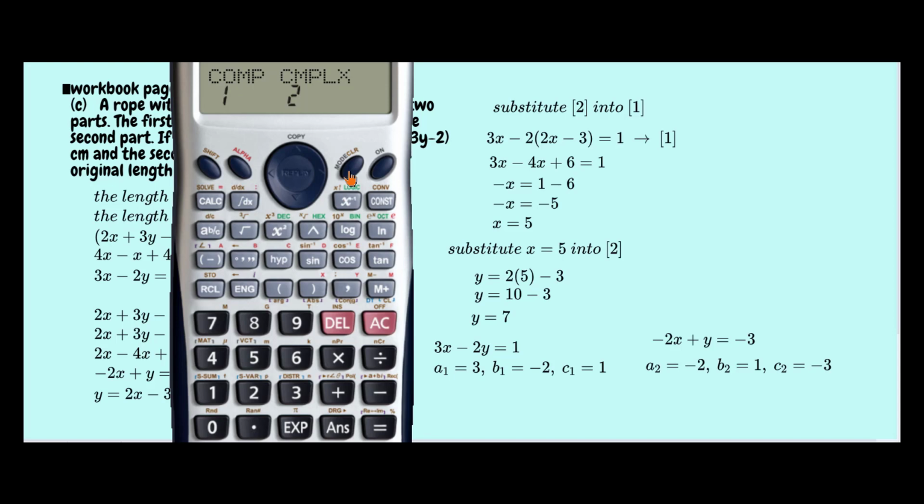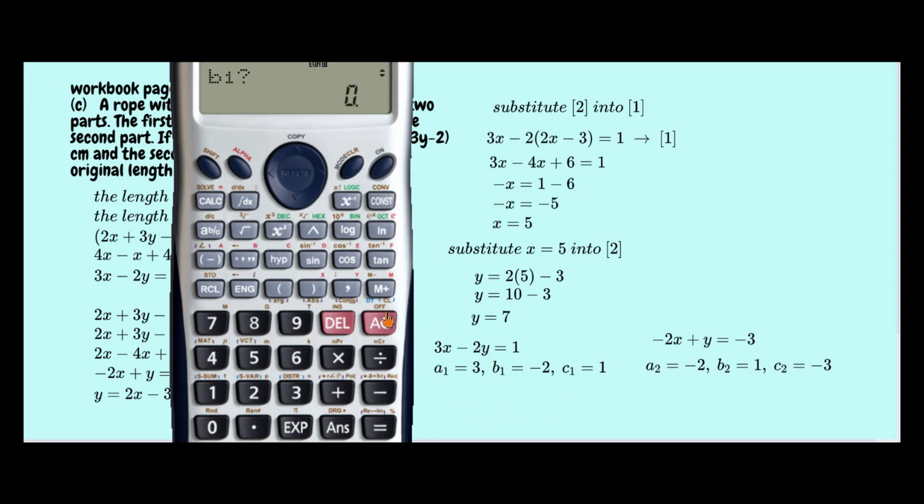So we are going to press the mode button here to get the EQN mode. Here, EQN. You choose one. How many unknowns here? Only two unknowns, two variables. Press two. Now a1, you press a1 here, is 3. Enter by pressing the equal sign.